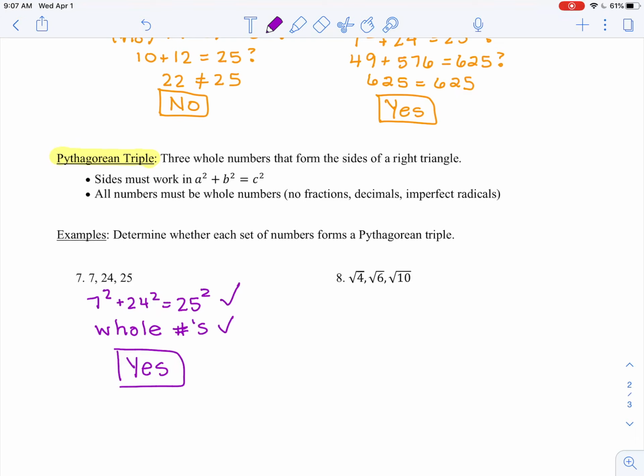When you take a look at question number 8, the square root of 4 is 2, but the square root of 6 is about 2.5, I'm guessing. So when I take a look at just these three sides, square root 4, square root 6, square root 10, I automatically know that these numbers do not form a Pythagorean triple. I don't have to do any work because these are not whole numbers. They have fractions or decimals, so this last one is a no.